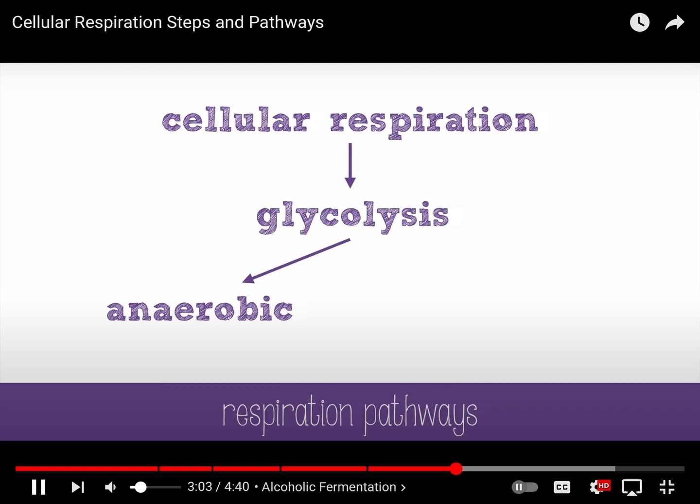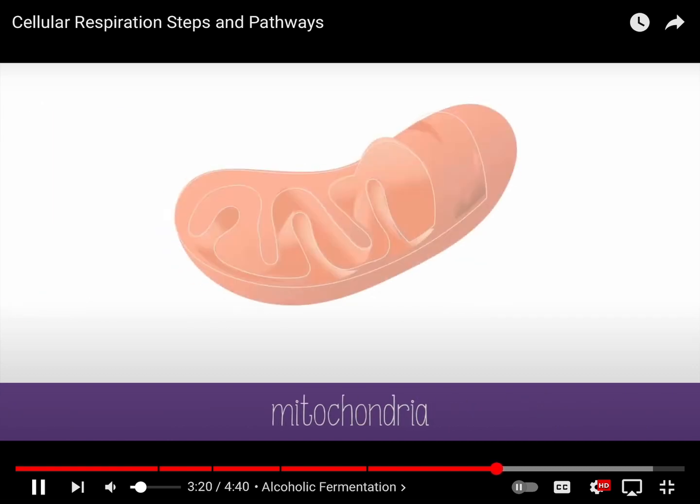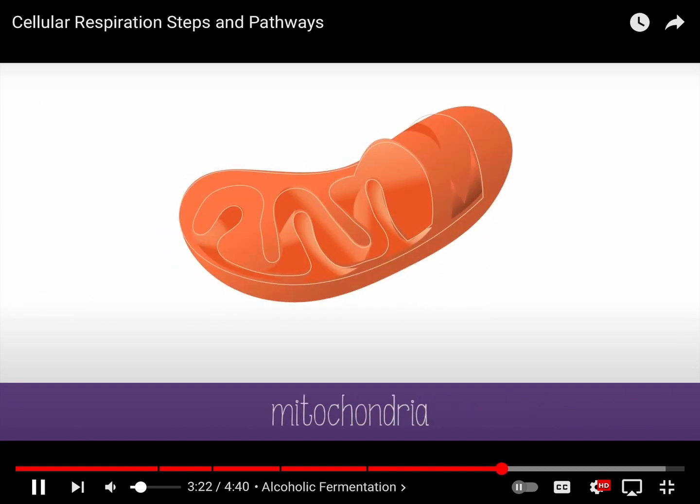Now, anaerobic respiration is not actually very good at making ATP. It relies on just the 2 ATP that can be made from glycolysis. But if oxygen is present, aerobic respiration will occur, and it's an ATP-producing machine. Aerobic respiration takes place in the mitochondria of eukaryotic cells and in the cytosol of prokaryotic cells.